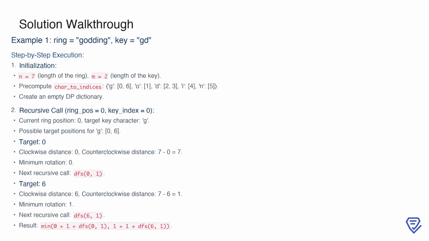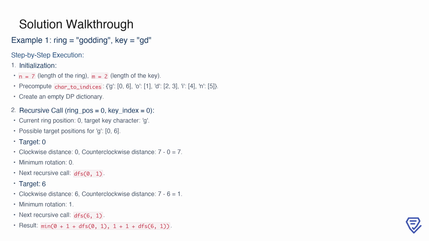To begin solving this problem, we start by initializing some key values. The length of the ring is 7, and the length of the key is 2. We also pre-compute a map called char_to_indices, which stores the indices of each character in the ring. For example, the character G appears at positions 0 and 6, while D appears at positions 2 and 3, and so on. Next, we prepare an empty dynamic programming dictionary to store results of subproblems. Starting the recursion at ring position 0 and key index 0, we look at the first character in the key, which is G. The possible target positions for G are 0 and 6.